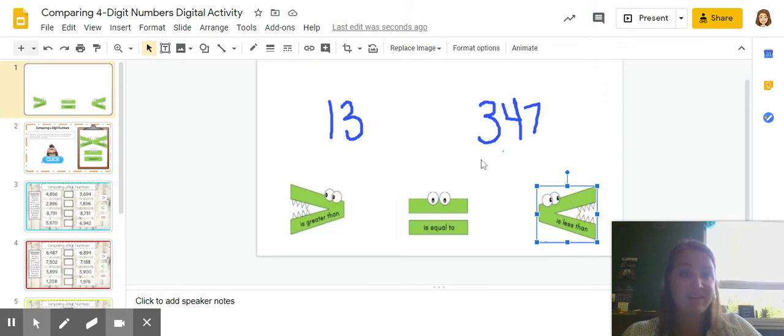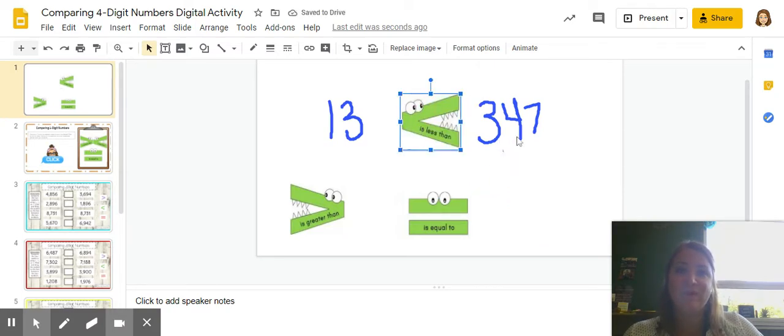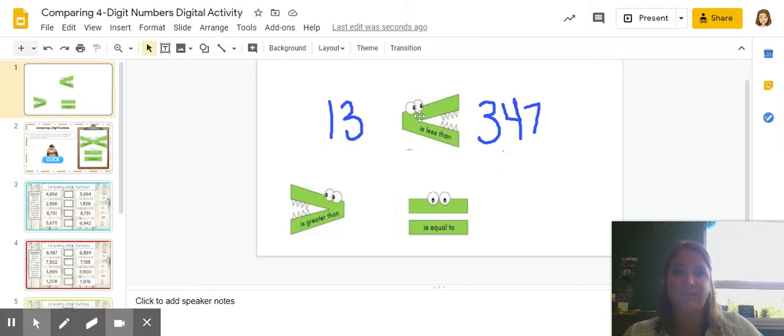So no matter what the digit is right here in the biggest place, 347 is going to be a lot greater, because it has hundreds and 13 does not have any hundreds. So we're going to put this symbol in between, because Senior Munching Mouth would rather eat 347 of his favorite foods than 13. All right, let's read it together as a number sentence, starting with 13. 13 is less than 347. Great job, guys. Let's try another.